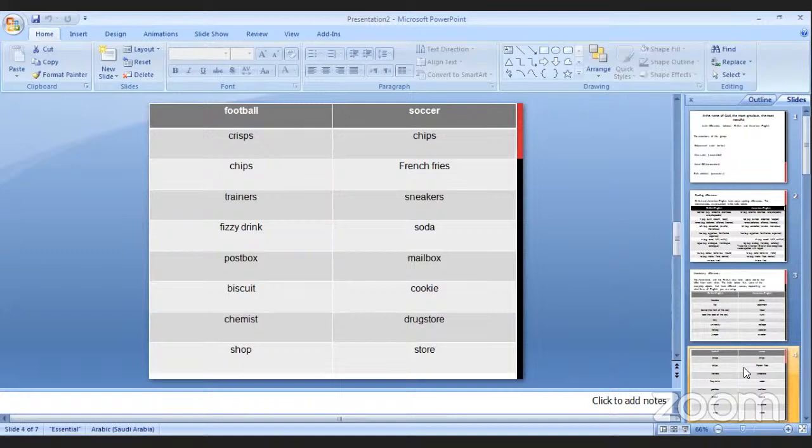We have other words that are different in both American and British English, like football, crisps, chips, trainers, fizzy drinks, post box, biscuits, chemist, and shop. In American English, we use other words like chips, French fries, Snickers, soda, mailbox, cookie, drugstore, and store. I'm done.